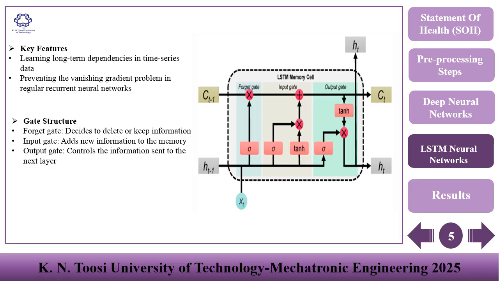So, how does it achieve this? Through an ingenious gate structure that acts like a meticulous manager of a memory cell. Let's break down each gate. The forget gate is the first decision point. It looks at the new input and the previous hidden state and decides what information from the long-term memory is no longer relevant and should be deleted. In our context, it might decide to forget a temporary temperature spike that was just sensor noise.